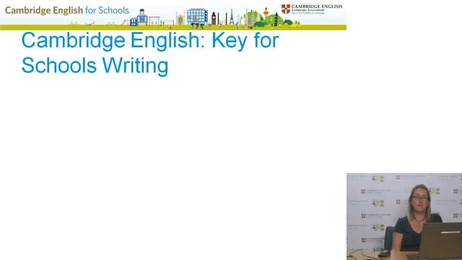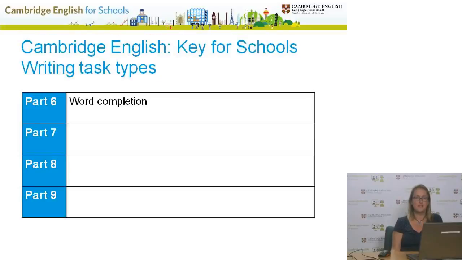Now let's move on to look at the Cambridge English Key for Schools writing. In this section there are 4 tasks altogether, testing simple writing skills. In part 6, candidates have to spell certain topic words correctly. And in part 7, they have to write one word in each of 10 spaces in a text.